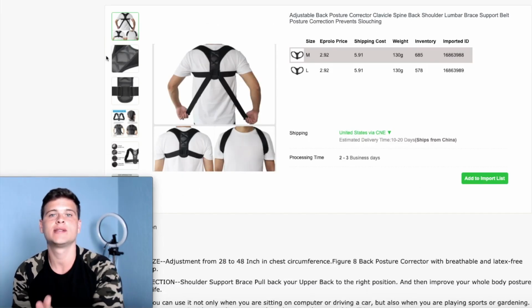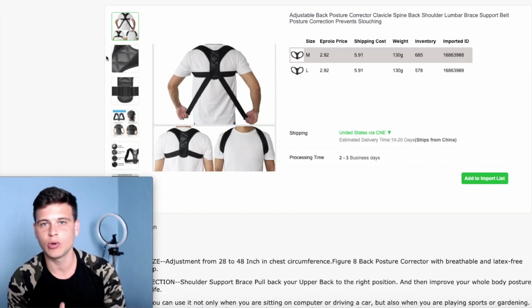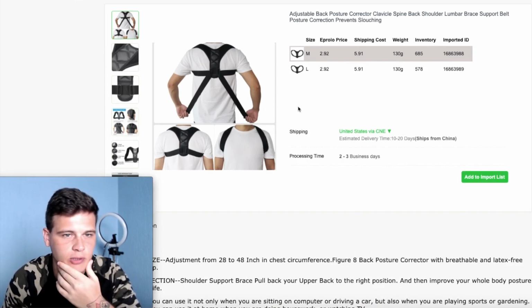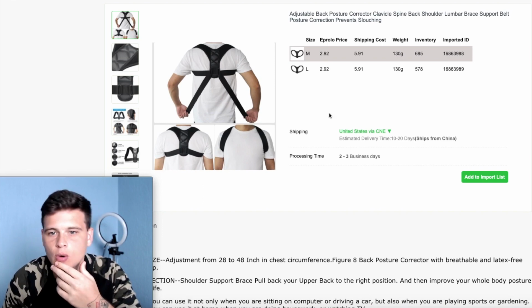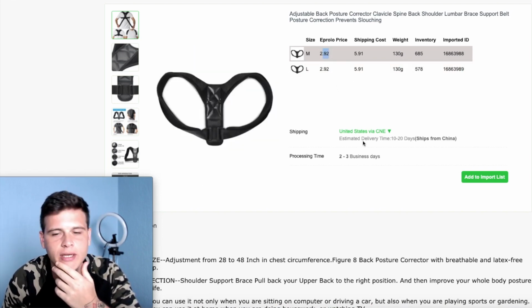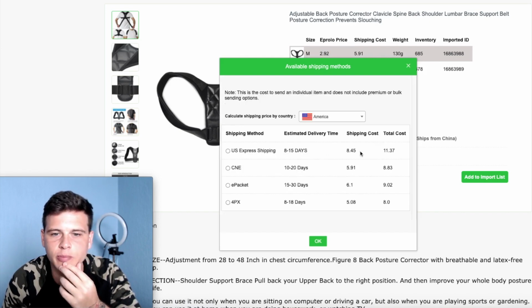All right, so now it's time to compare pricing between EPROLO and Aliexpress. The first product that we have, one of the most popular products, is the posture corrector. Over here in EPROLO, they sell this product. The price of the product itself is $2.92. Let's click on the shipping methods over here.